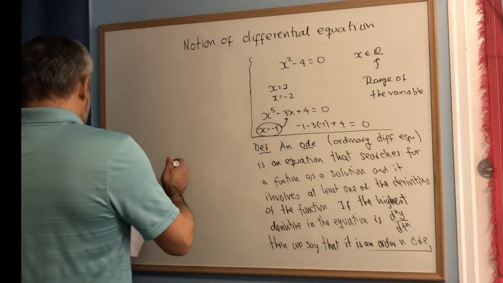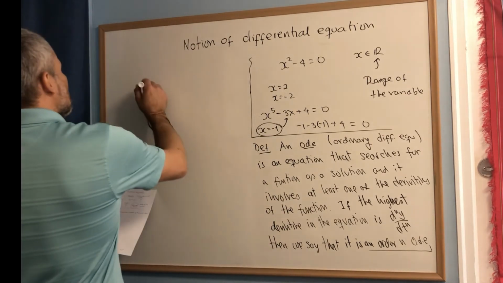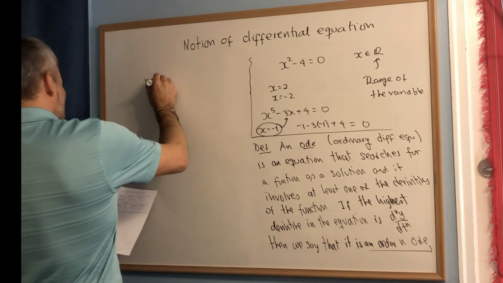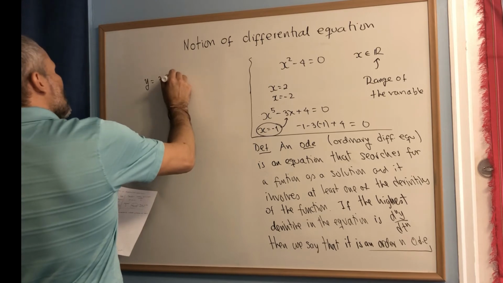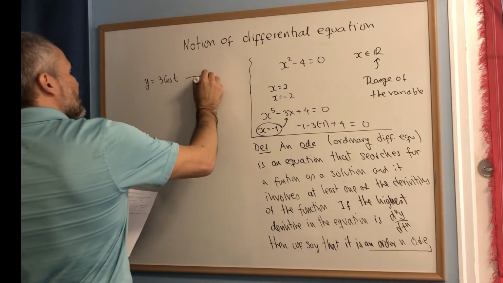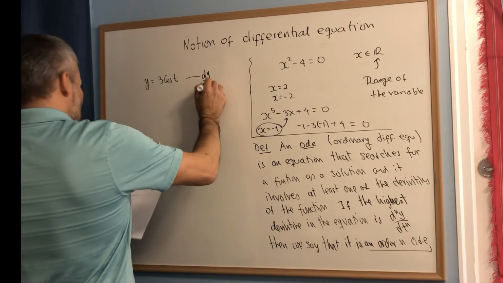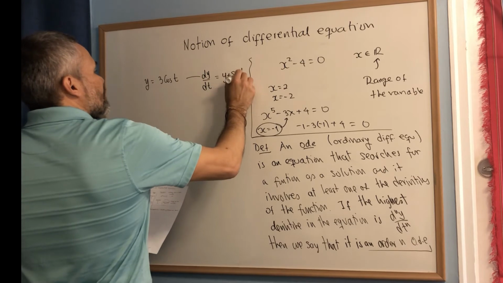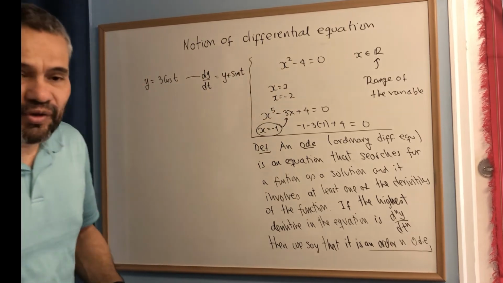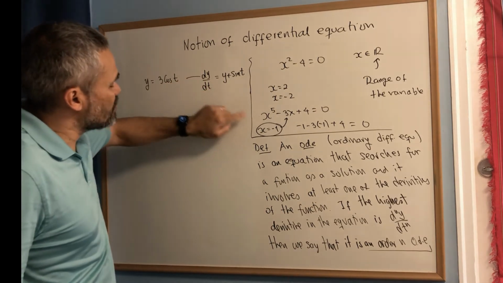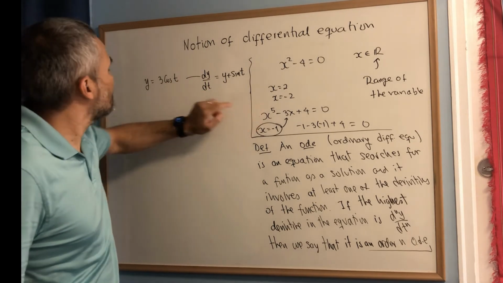Let's see some examples. Let's suppose that we want to check if the function 3 cosine of t is a solution of this differential equation dy/dt equals y plus sine of t. How do we do that? We need to do what the differential equation tells us to do, something similar to what we did here.